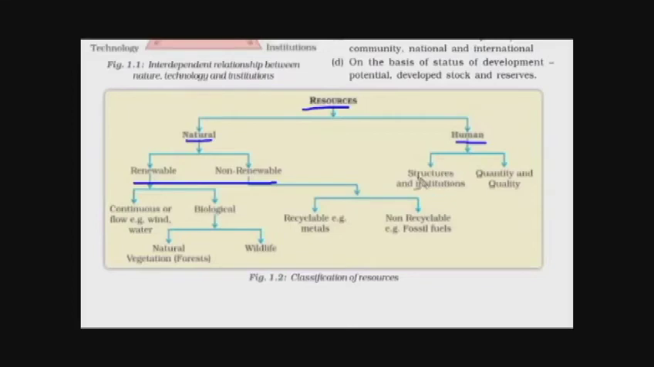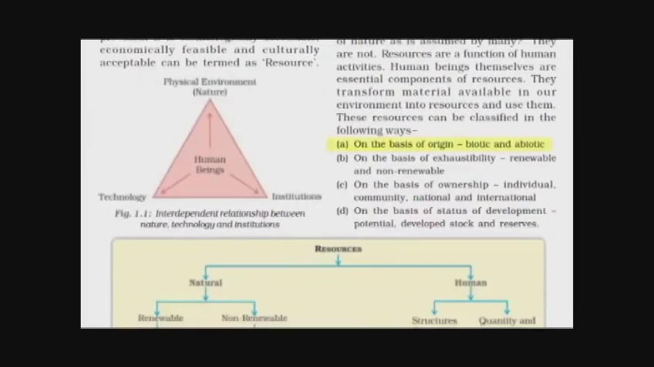Then again renewable is divided into continuous or flow. Example, wind, water. The next one, biological. Yes. So non-renewable is again divided into recyclable and non-recyclable. Then again biological is divided into natural and wildlife, like wildlife and plant life. Understood that already. Please underline that one.